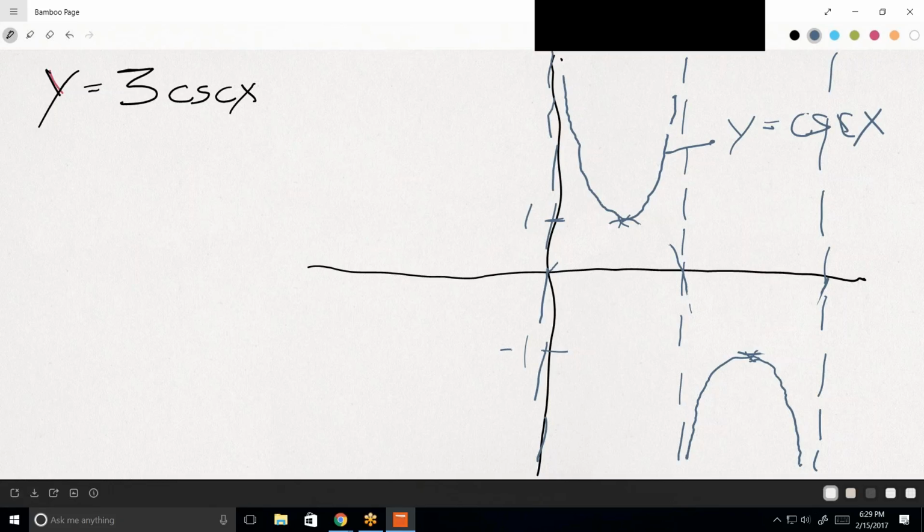The 3 does what? It vertically stretches it. Okay. So this point that's now at 1, this point right here, where's it going to be on the stretched curve? At 3. Okay, so if we go up to 3, and it's going to go down to -3, and instead of looking like the blue, it's not going to look a great deal different, but it actually is. Separated a little bit. Yeah.